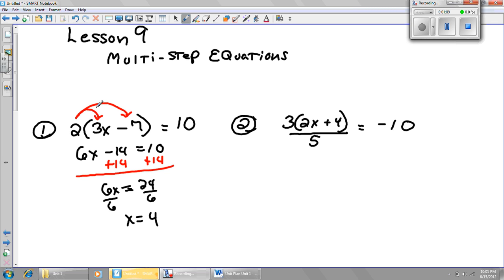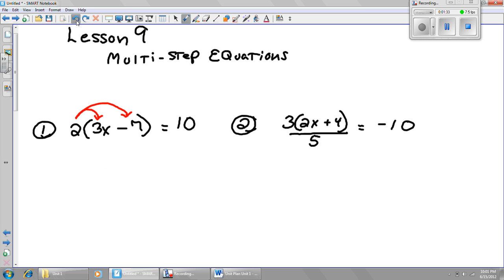If I check it, I put 4 in here for x. 3 times 4 is 12. Minus 7 is 5. 2 times 5 is 10. There you go, it checks. The answer is 4. Now I promised to show you another way to do that one. So let me undo all that work and show you another way.